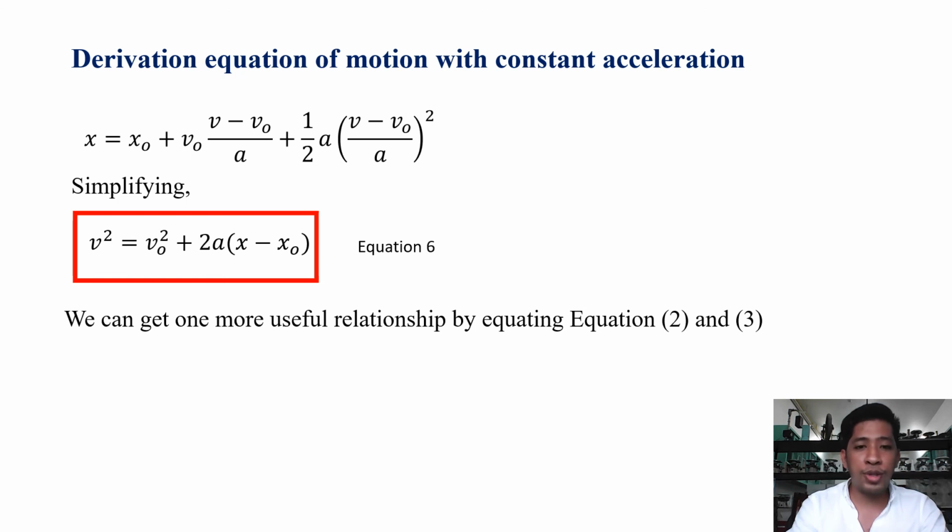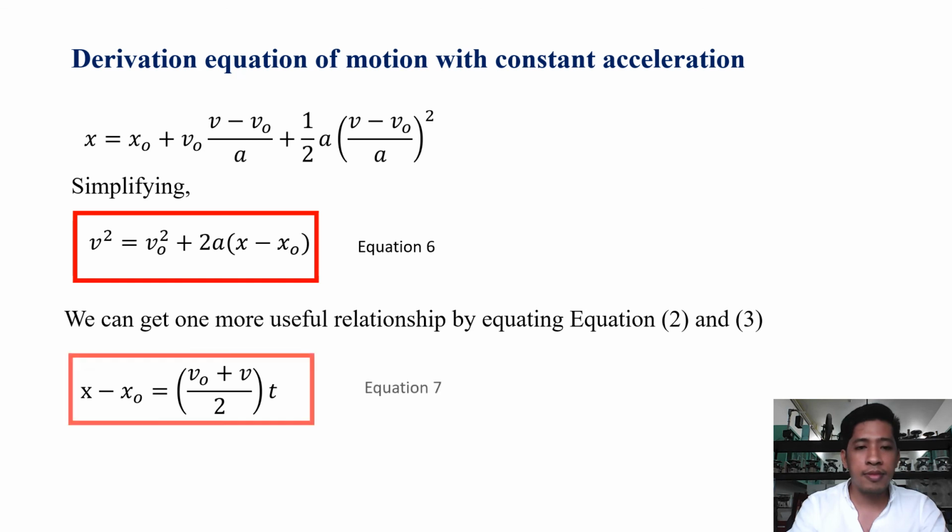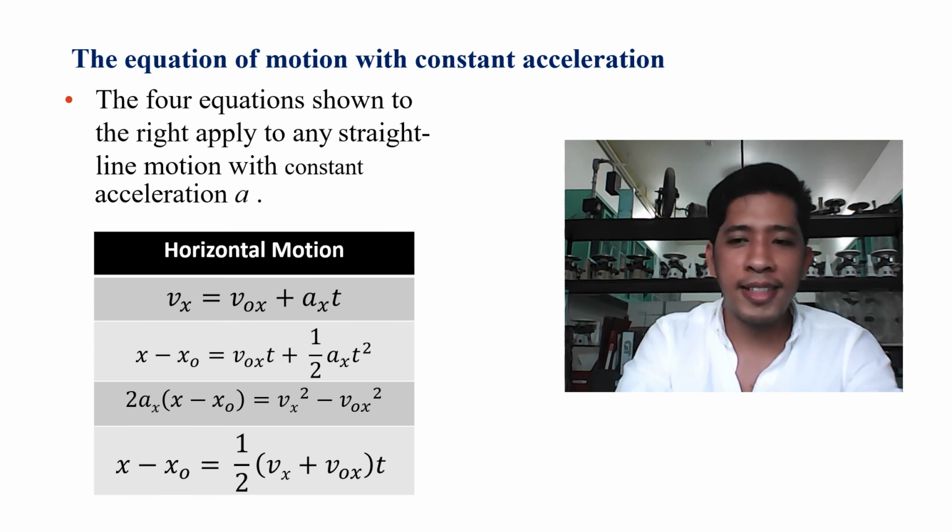We can get one more useful relationship by equating equation 2 and 3. Equating your equation 2 and 3, we get your x minus x0 is equal to v0 plus v over 2 times t. In summary, on the table are the 4 equations of motion used to describe motions with constant acceleration. Take note here that the subscript x in the equations tells us that we are referring to the horizontal motion.